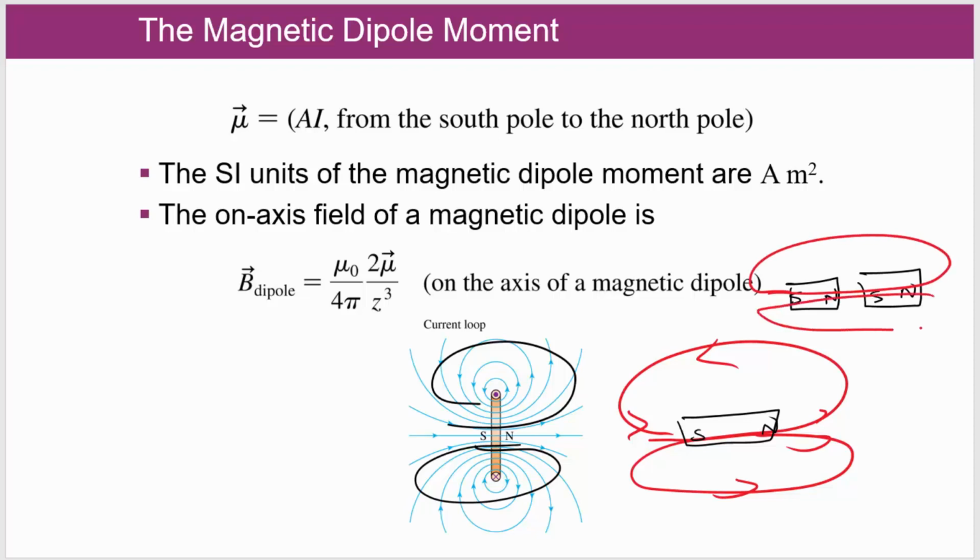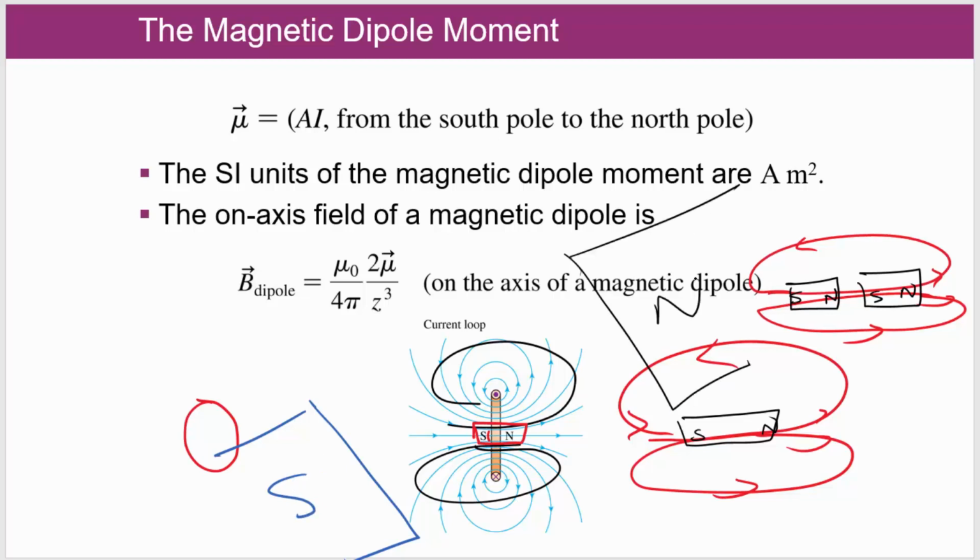Okay, that's what we would have. Always closed loop. So this little loop of current acts as a tiny bar magnet. It's like having a bar magnet here, a south and a north pole. If we then put this in an external magnetic field, let's say we have a large magnet here. So we put a large magnet here. This is the north pole. Sorry, that's the south pole. And here is the north pole of the magnet.